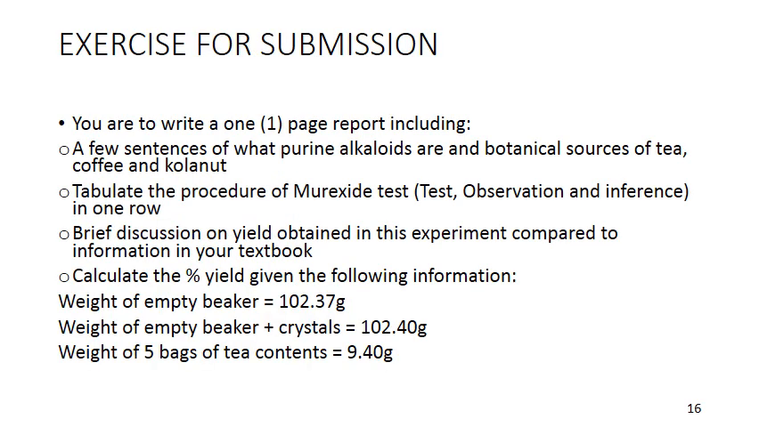Now for the exercises for this experiment, you have to write a one-page report, preferably a PDF document, including a few sentences of what purine alkaloids are and their botanical sources. You have to tabulate the procedure of Murexide test, observation, inference in one row. Brief discussion on the yield obtained in this experiment compared to information in your Trease and Evans. Calculate the percentage yield given the following information. You can see the information there.